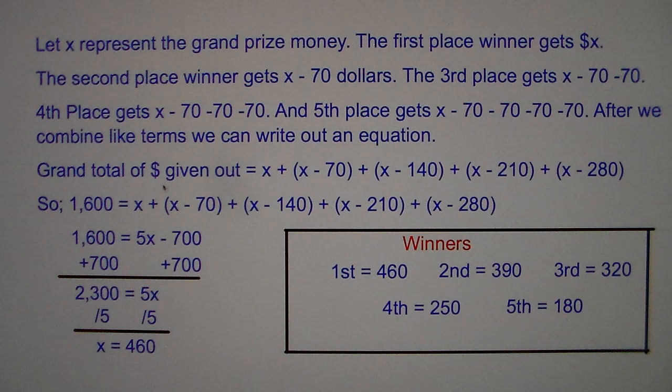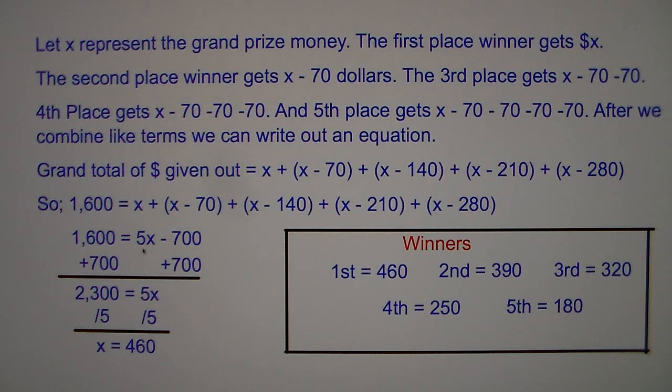So we put in the grand total, which is 1,600. It's equal to X plus X minus 70. We just copy what we did before up there. We then next combine our like terms. Since everything is on the right-hand side of the equal sign, we use the same signs that are given in front of the X's: 1 plus 1 plus 1 plus 1 plus 1. That gets you a total of 5 X's.